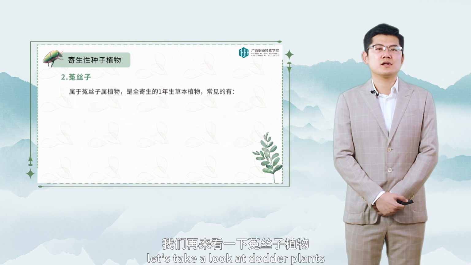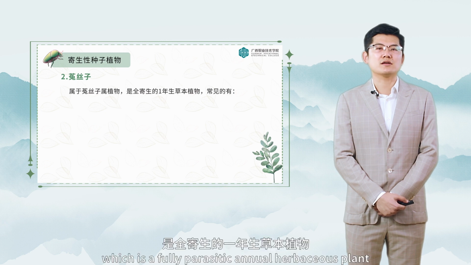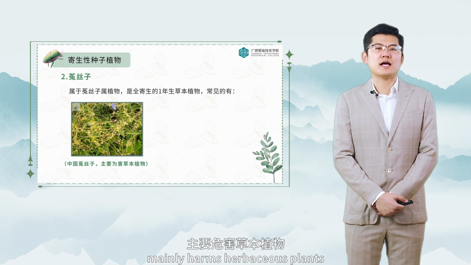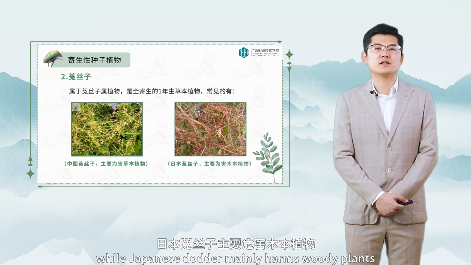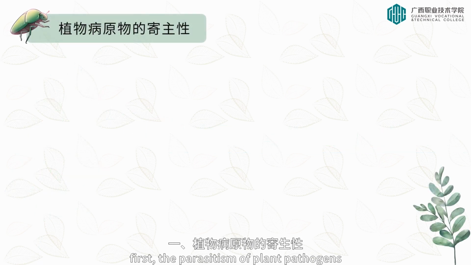Let's take a look at dodder plants. Dodder belongs to the genus Cuscuta, which is a fully parasitic annual herbaceous plant. Chinese dodder is very common and mainly harms herbaceous plants, while Japanese dodder mainly harms woody plants. Finally, we will learn about the relationship between pathogens and parasitic plants. First, the parasitism of plant pathogens.